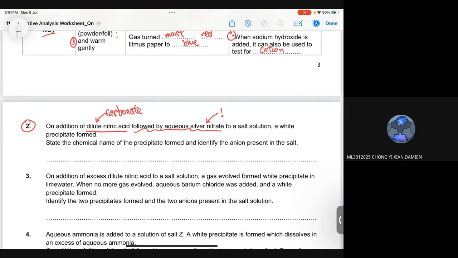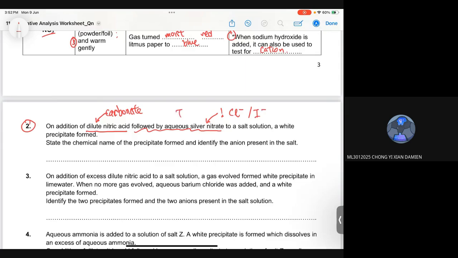So if I'm adding silver nitrate, anyone can tell me what is the anion that I'm testing for? Type in the chat group. Anybody know? Silver nitrate, what am I testing for? Chloride is correct, but it's not only chloride. When you add silver nitrate, you can test for 2 of the anions. I saw chloride and iodine. Iodine is wrong. It's iodide. So silver nitrate tests for chloride or iodide, depending on the result.